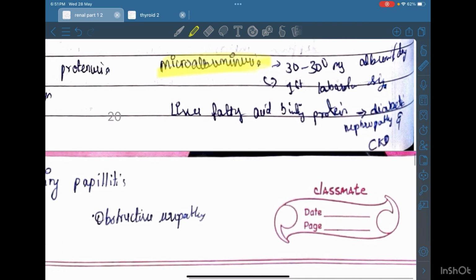So what is the importance of microalbuminuria? 30 to 300 mg of albumin per day is microalbuminuria. It's the first sign of diabetic nephropathy. There is another marker for diabetic nephropathy and CKD, that is liver fatty acid binding protein, L-FABP.